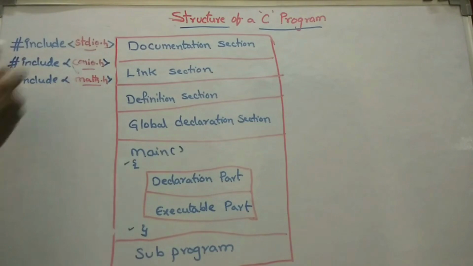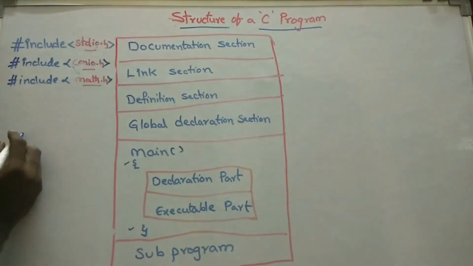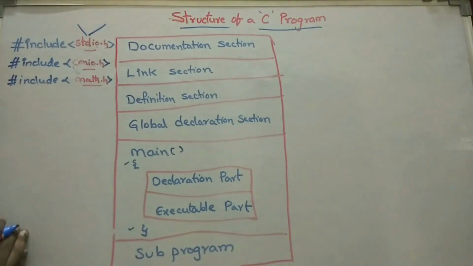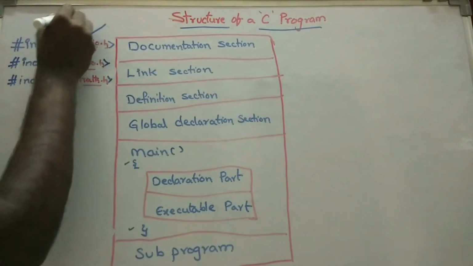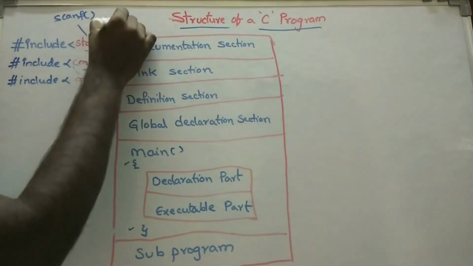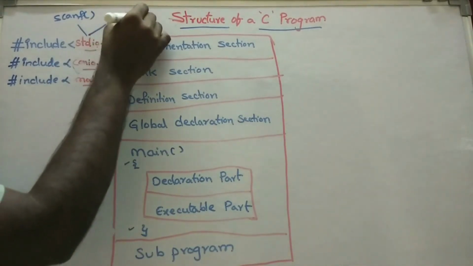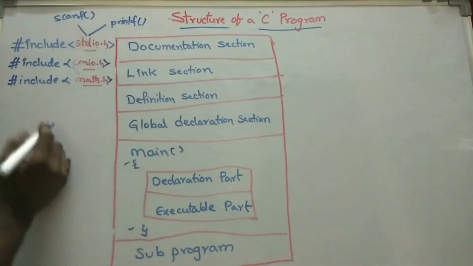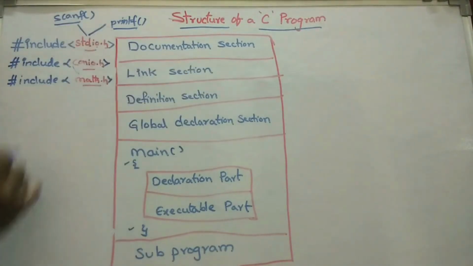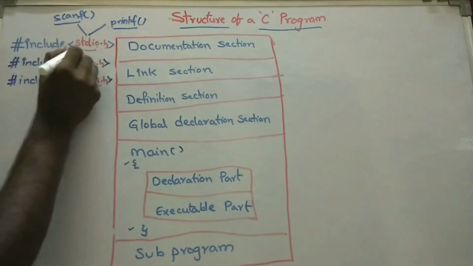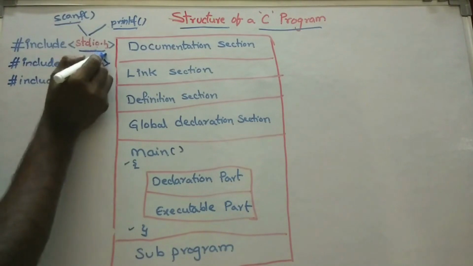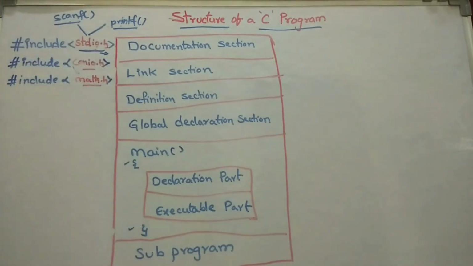Suppose for example, what is the need of the standard input output header file? Here we have the standard input and output functions. What is the standard input function? The standard input function is the scanf function. And the standard output function is the printf function. Right? Now if I want to use the scanf function or printf function in my program, I definitely have to include this header file, because these two functions are available in that particular header file or library.